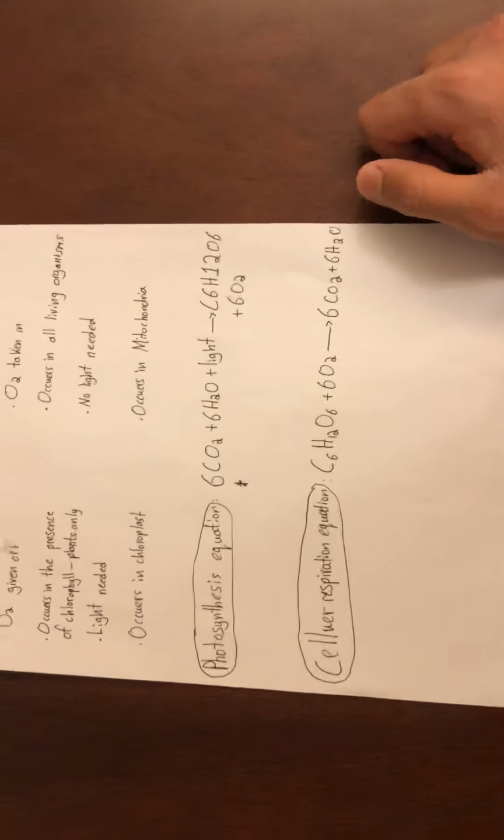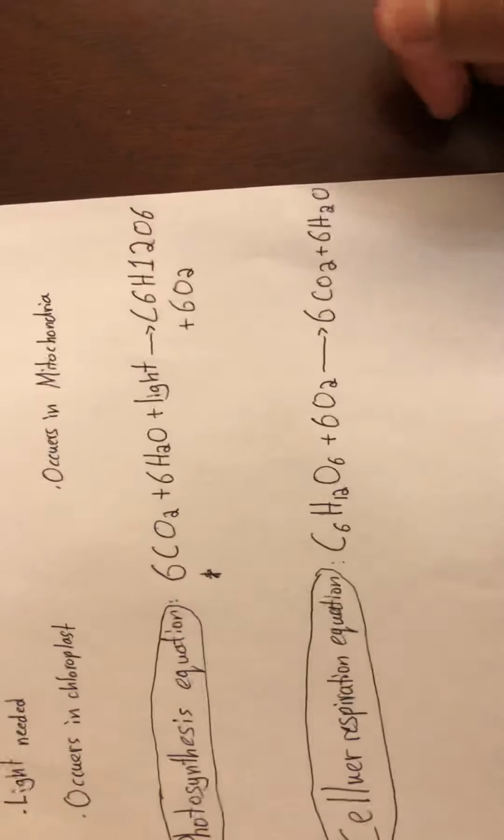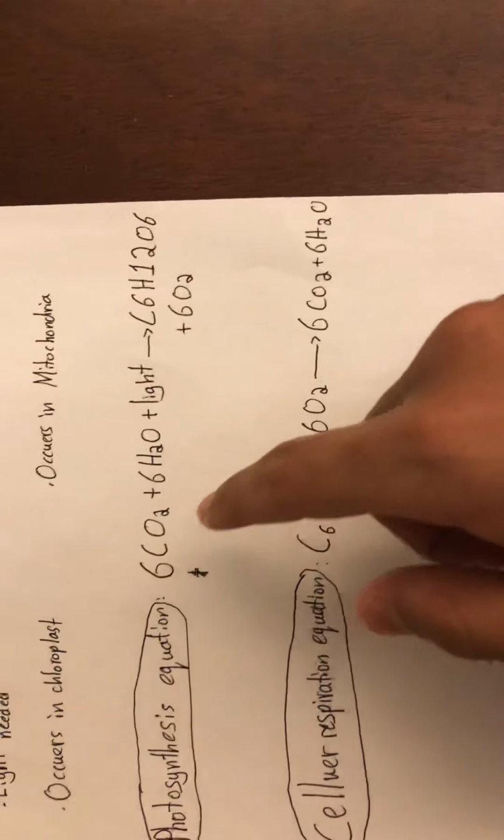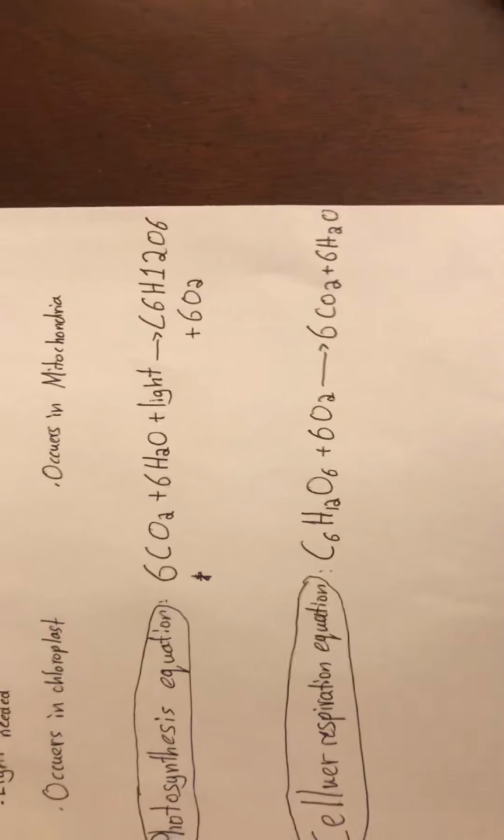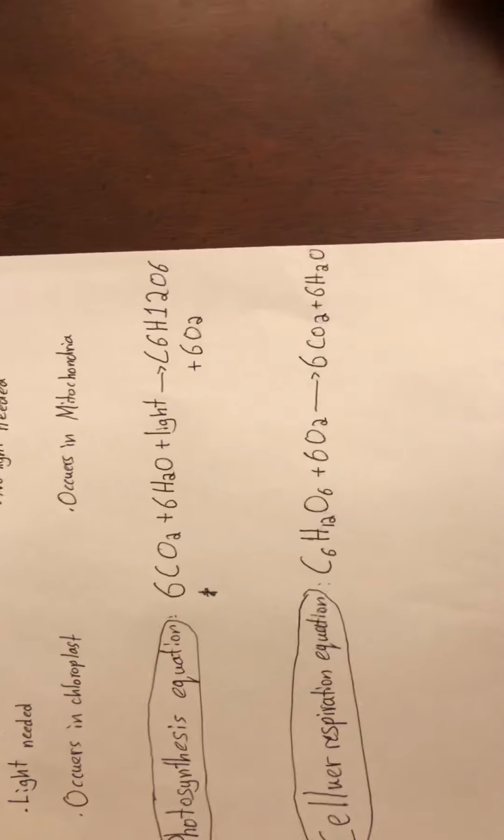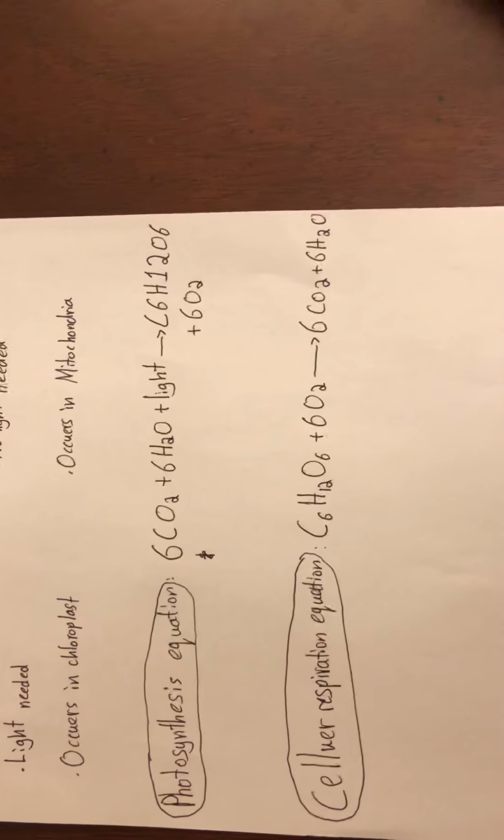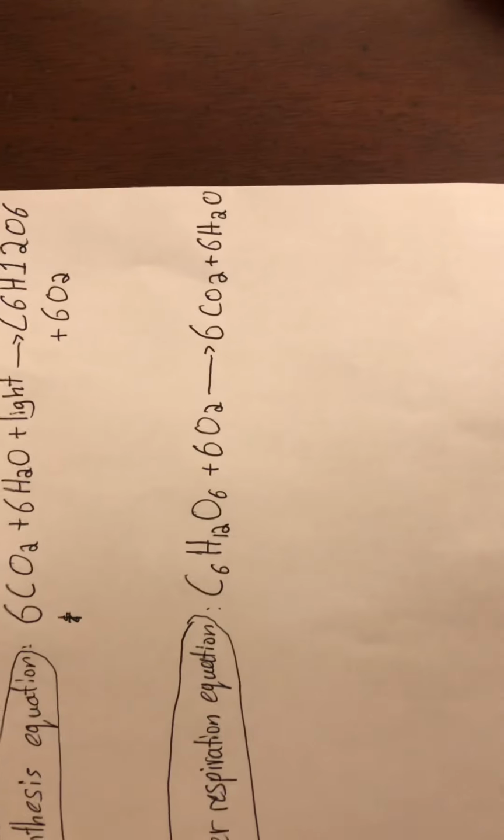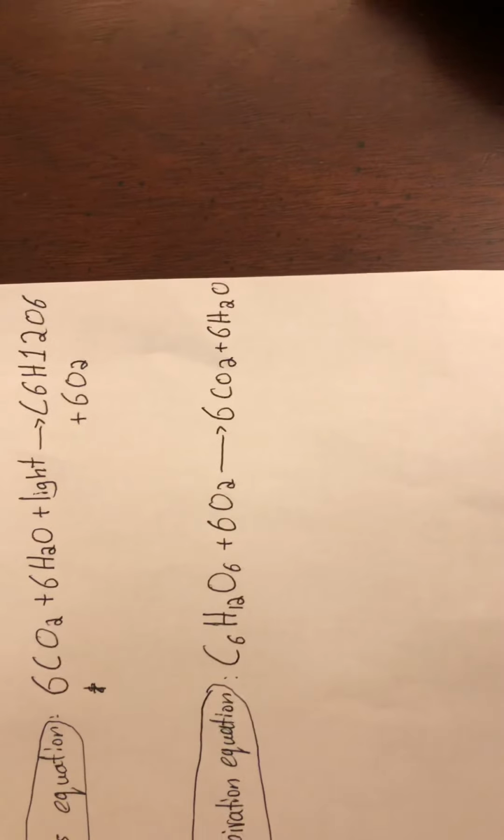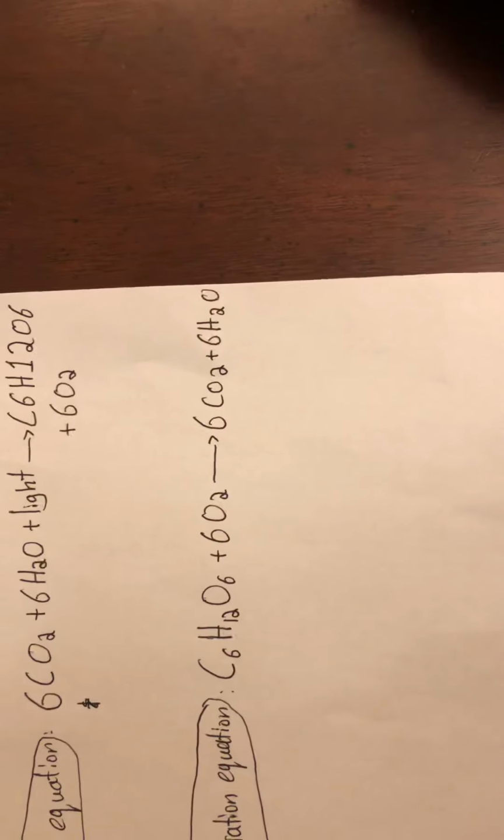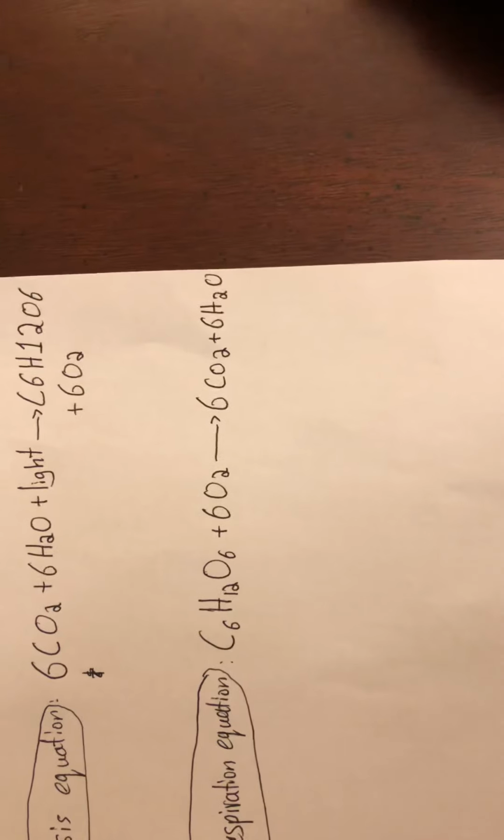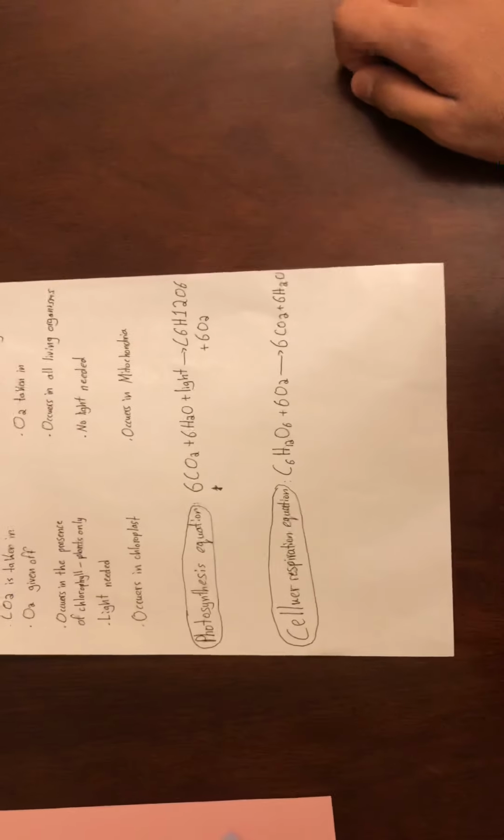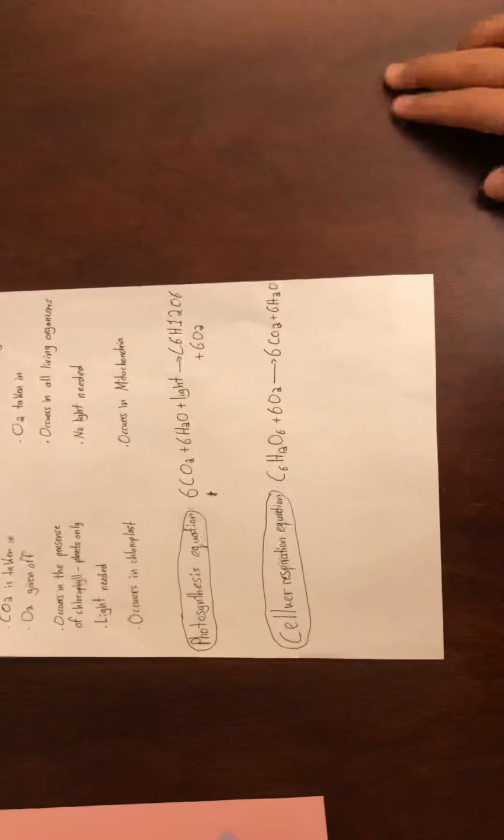The equation for photosynthesis and cellular respiration is as shown. Here, it's 6CO2 plus 6H2O plus light becomes C6H12O6 plus 6O2. In cellular respiration, the equation is C6H12O6 plus 6O2, which becomes 6CO2 plus 6H2O. As you can see, the equations are the reverse of each other.